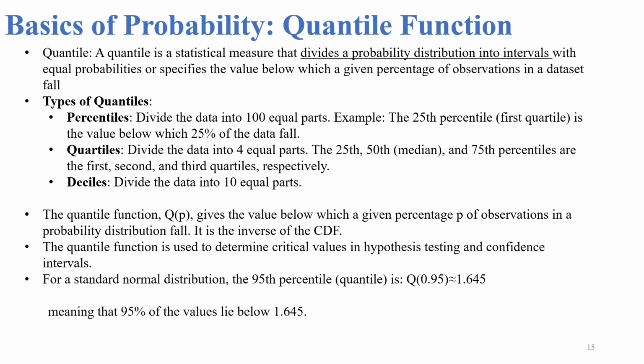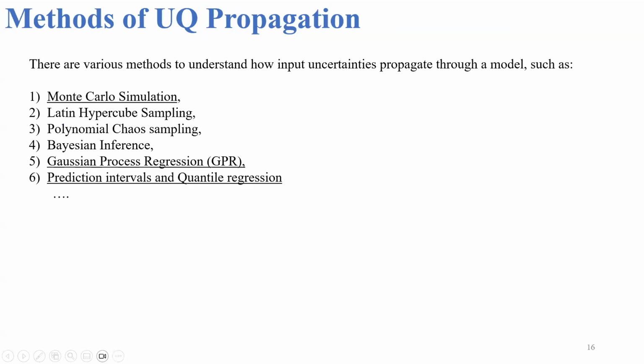The quantile function gives the value below which a given percentage P of observations in a probability distribution fall, and it is the inverse of the cumulative distribution function. Now, the quantile function is used to determine critical values in hypothesis testing and confidence intervals. The confidence interval is a very important concept in uncertainty quantification, and we'll talk about that. For a standard normal distribution, the 95th percentile or quantile is 1.645, meaning that 95% of the values lie below 1.645.